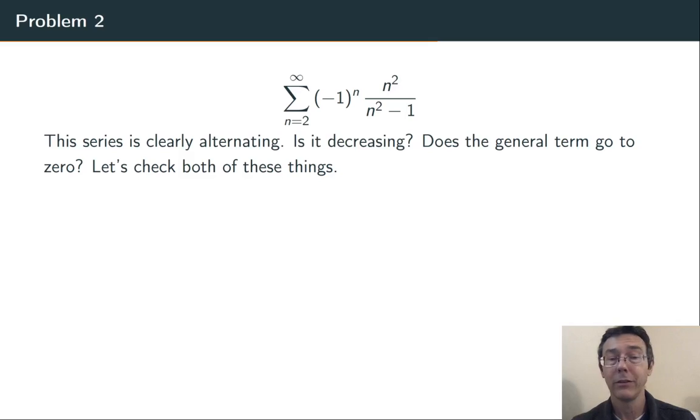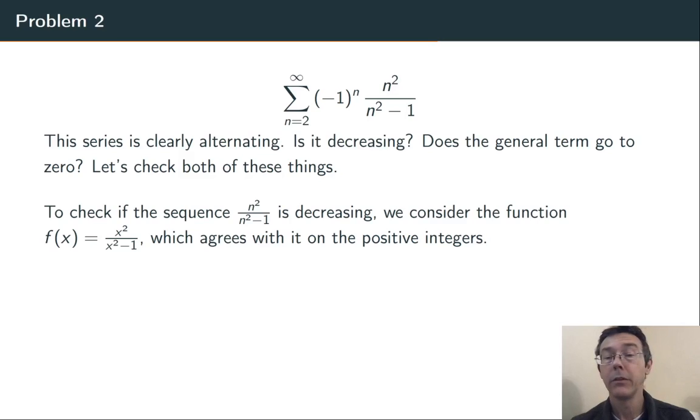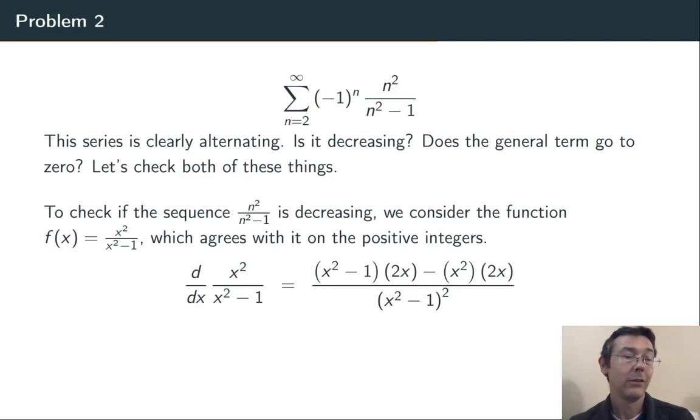The first one's obvious. It's clearly alternating because of the negative 1 to the n. Does the general term go to 0? And is the general term decreasing? In order to check those 2 things, we'll consider the corresponding function for n squared over n squared minus 1. F of x equals x squared over x squared minus 1. Basically, just taking the formula for the general term, putting in x's for the n's, and viewing it as a continuous function. So, first of all, let's check to see if it's decreasing.